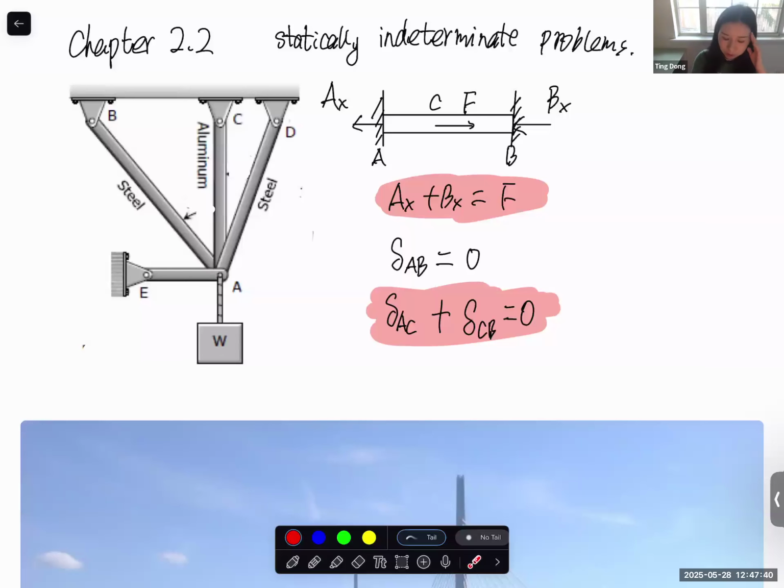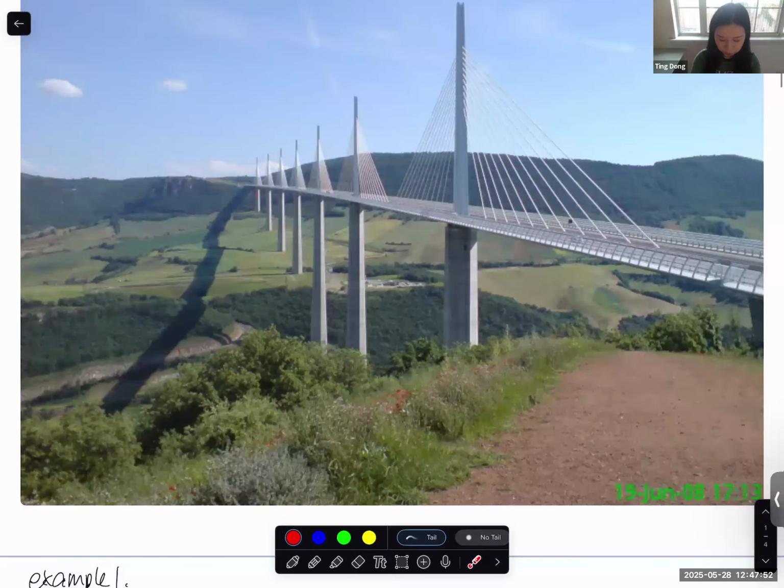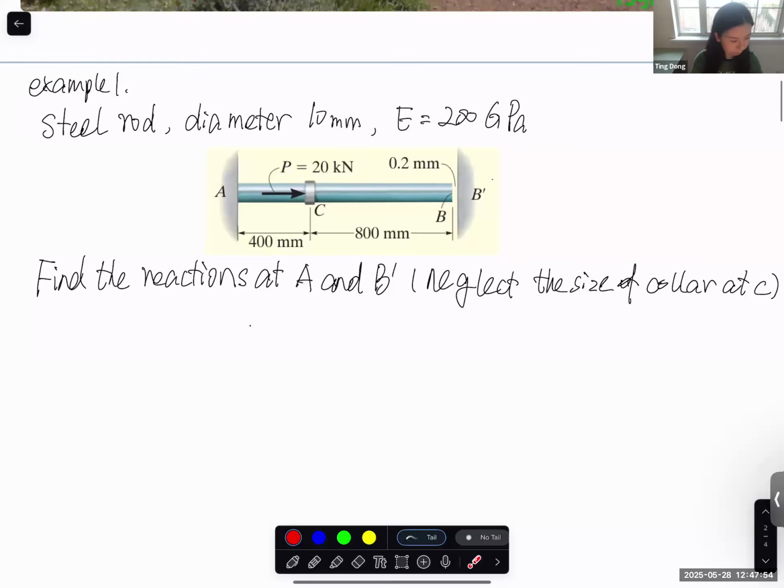So in terms of new equations, new theory, I don't think there's any new theory in this section. It's really more like an application of the deformation equation we learned in the previous section. So let's start from the example problem directly.